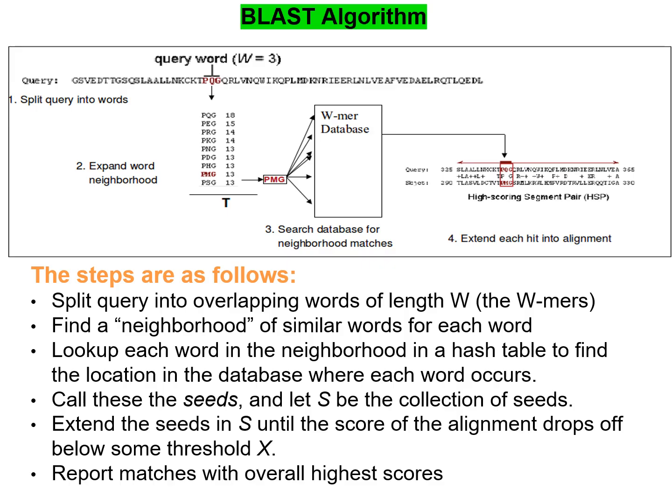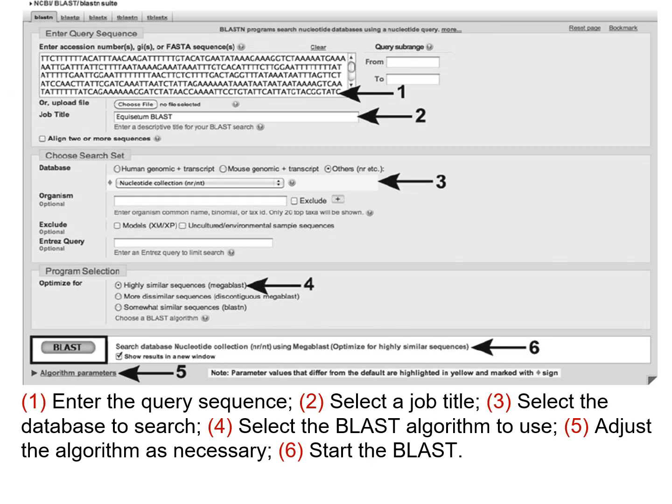The process involves splitting the query sequence into overlapping words, finding similar neighborhood words, looking them up in a hash table to find their locations in the database. These are called seeds, and then extending these seeds until the alignment score drops below a certain threshold. To use BLAST, you typically enter a query sequence, select a job title and the database to search, choose a BLAST algorithm, adjust parameters if needed, and then start the search.